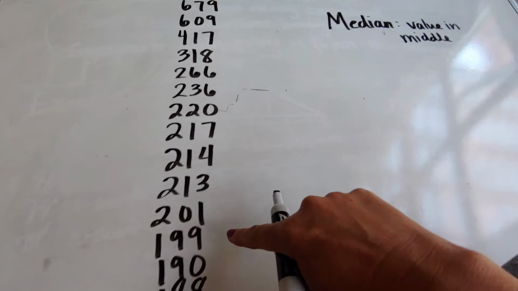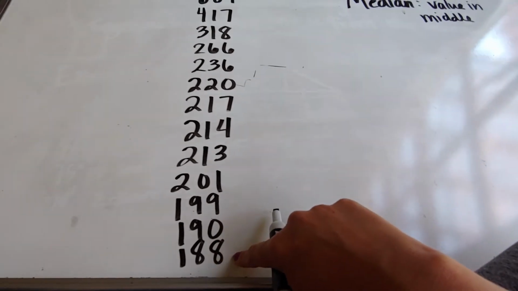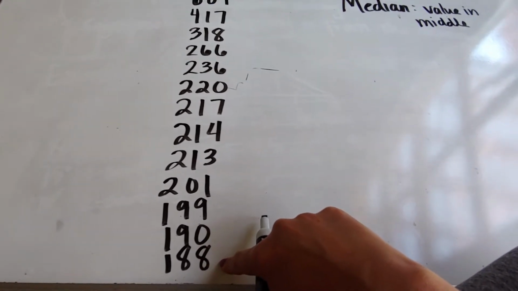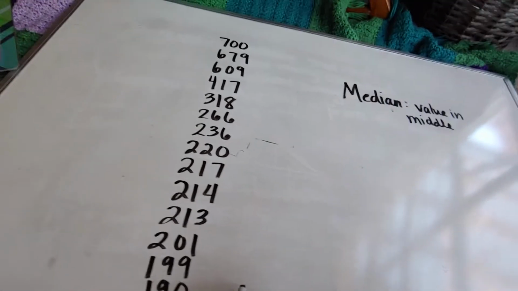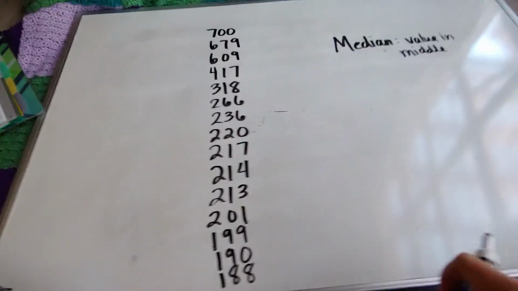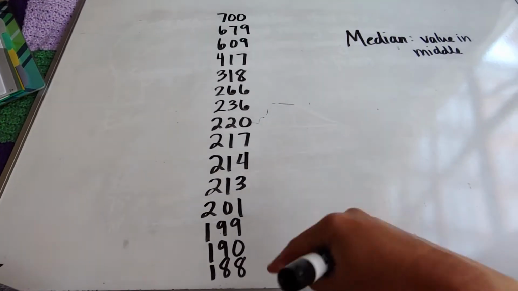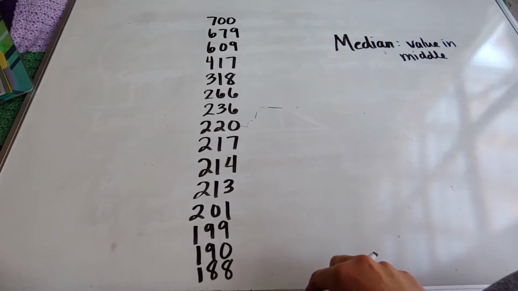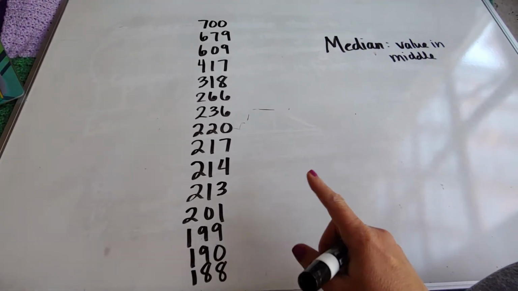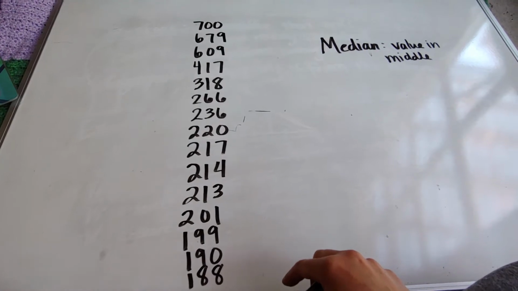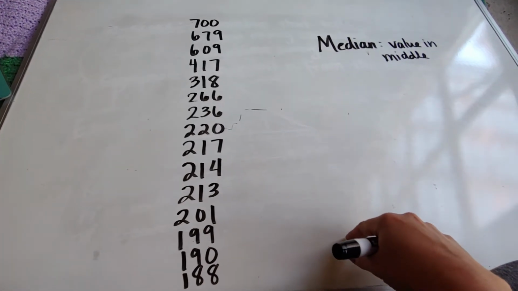And the 15th was $188 million for A Quiet Place. So you can see that these are already listed from smallest to biggest. So when you're finding the median, you need it to be listed from smallest to biggest or biggest to smallest. And the value in the middle is the exact middle.